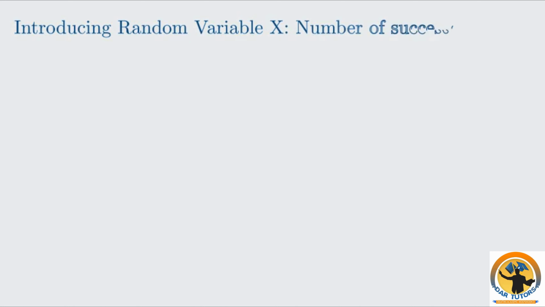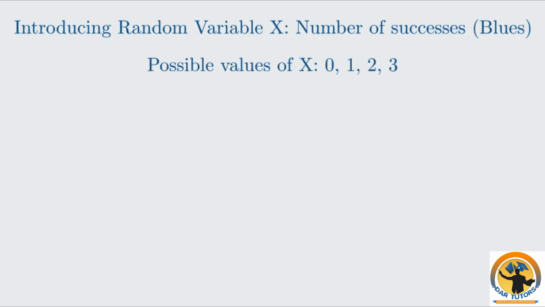Now let's simplify this. Instead of listing every single outcome, let's just count the number of blue spins, or successes. We call this a random variable, usually X. In our 3-spin experiment, the number of blues could be 0, 1, 2, or 3. We can calculate the probability for each of these values. For instance, what's the probability of getting exactly one blue spin, that is, P(X=1)?